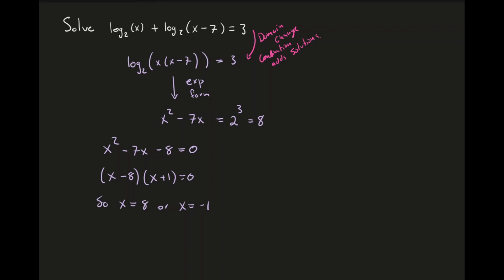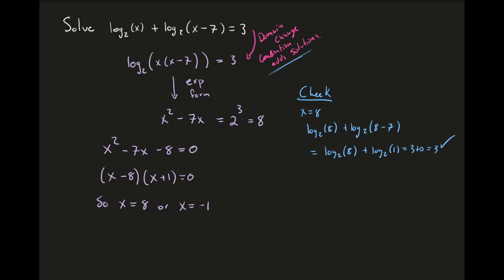So again, going back to potentially adding solutions, we absolutely always have to check our answers. Checking x is equal to 8, we get log base 2 of 8 plus log base 2 of 8 minus 7. That's equal to log base 2 of 8 plus log base 2 of 1, which is equal to 3 plus 0, which is equal to 3. So that works out great.